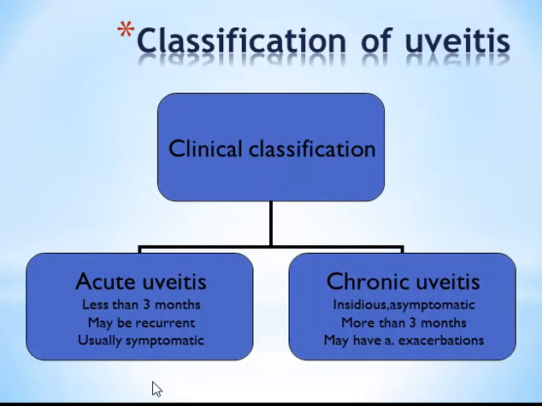Another classification is clinical classification. Clinically, we classify the uveitis into acute uveitis and chronic uveitis. Acute is when the duration of the illness is less than 3 months, and it may be recurrent acute and usually symptomatic. The chronic uveitis is usually persistent, insidious, asymptomatic, persistent for more than 3 months, and may have an exacerbation and remission course.